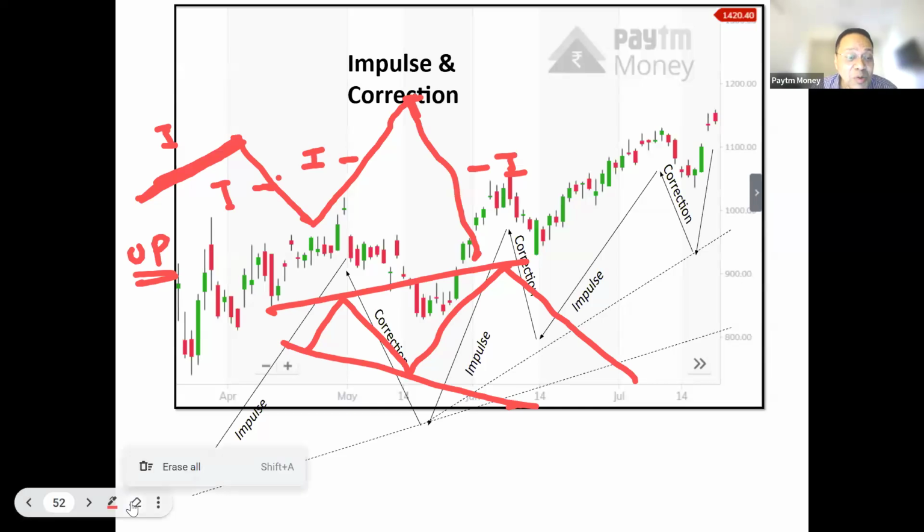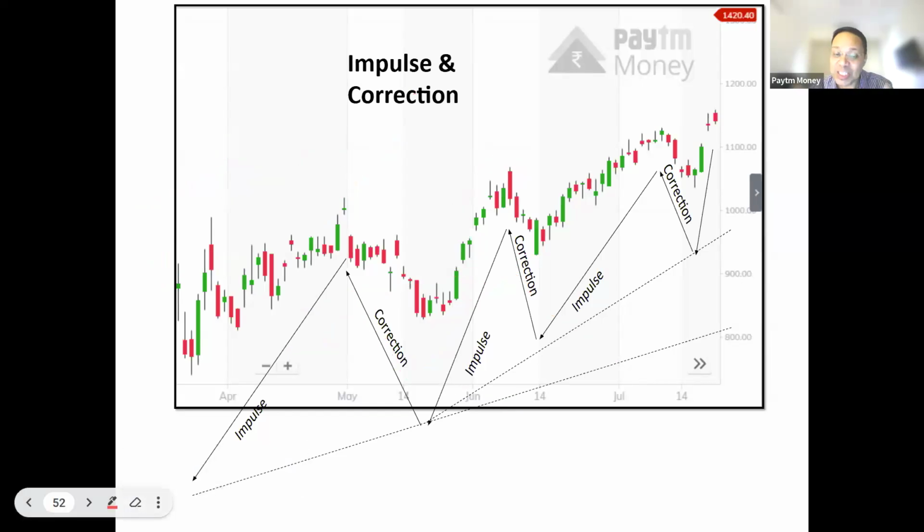Correct? Now, similarly, opposite to that is the contracting triangle. Okay. So what is that? Now, suppose this is an impulse move.